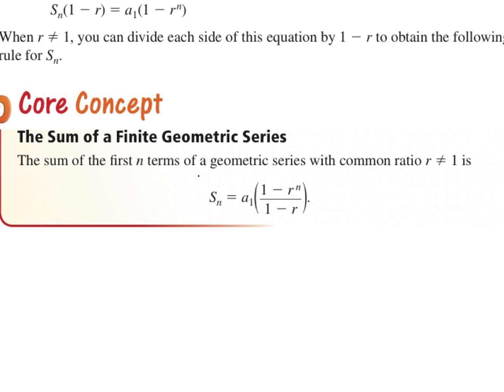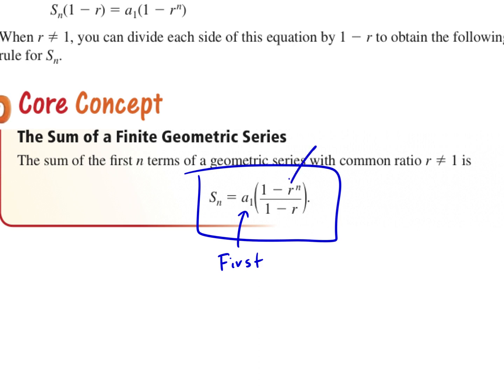So for the sum, we use this formula. It is a sub 1 times, what's a sub 1? The first term, times 1 minus r to the power of n divided by 1 minus r. What is r? The ratio, the common ratio. And what do you think n is? Number of terms.